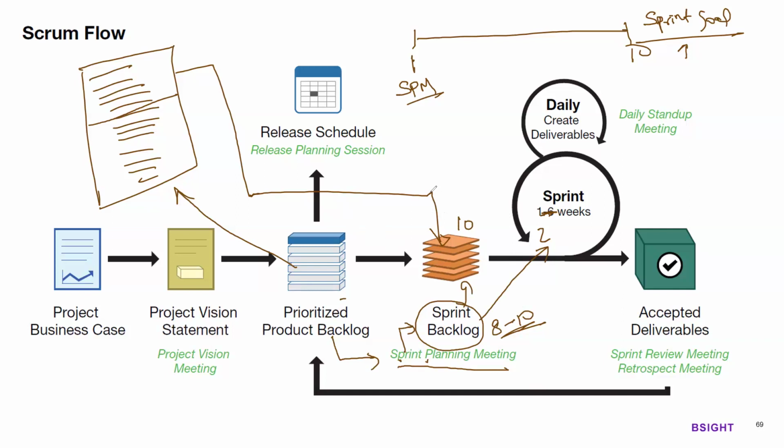Say in the first 30 or 40 minutes, they will decide what the sprint goal is and what we are going to do in that sprint. In the second part of the sprint planning meeting, the team will discuss and prepare a detailed plan to complete those 10 features: who will do what, when, how, in what order. That will be in the sprint backlog.